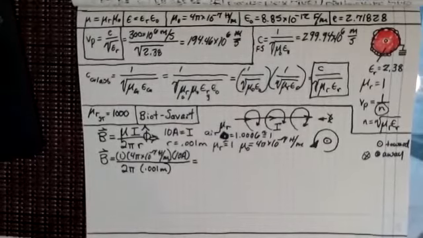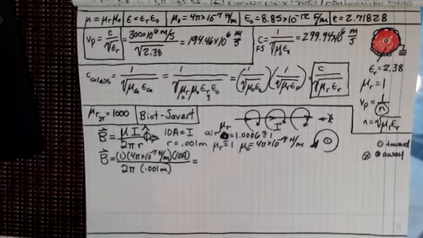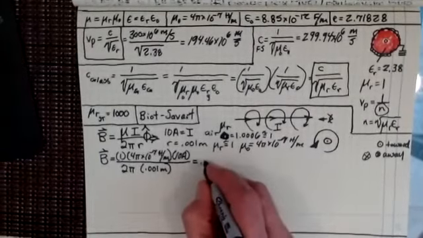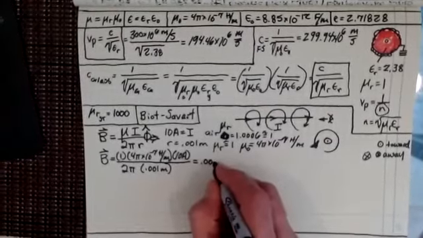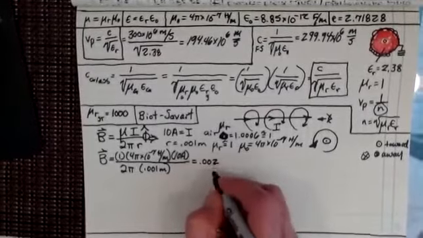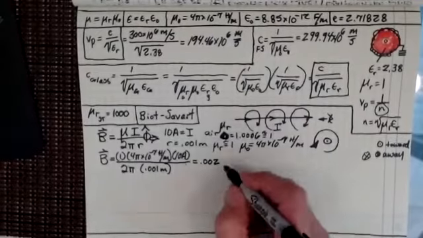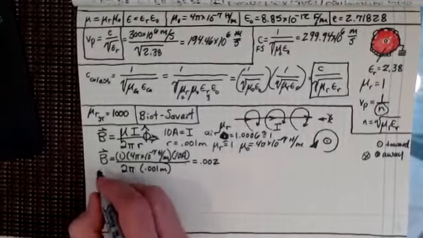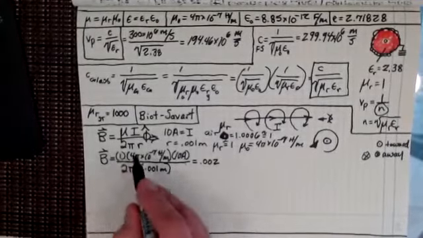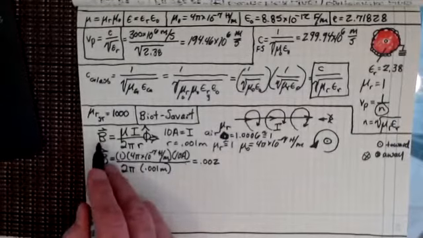Okay, and I have already put that cake in the oven, and I believe that that is going to give us 0.002, approximately. I think it's 0.00199999, but you get the idea. And what would those units be in? What is B? B is magnetic flux density.